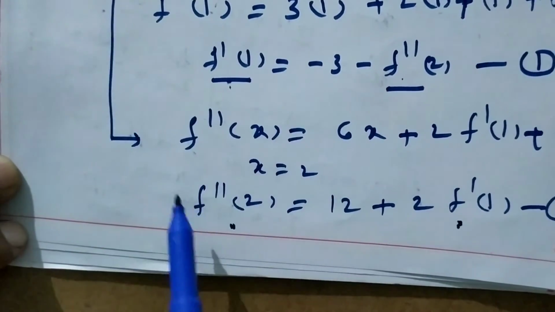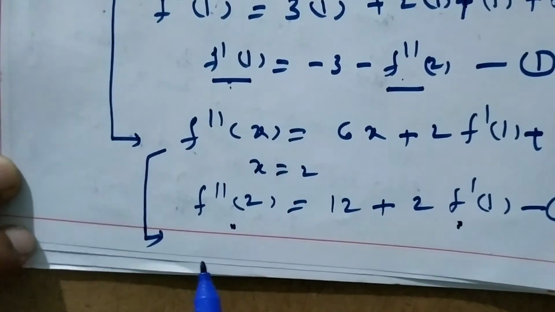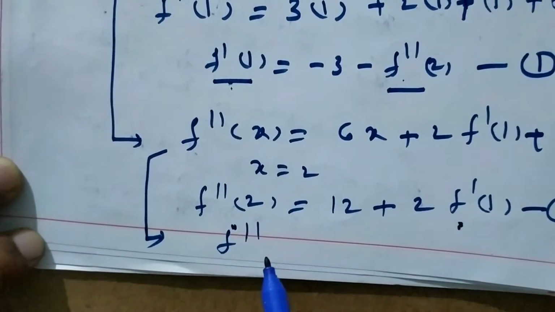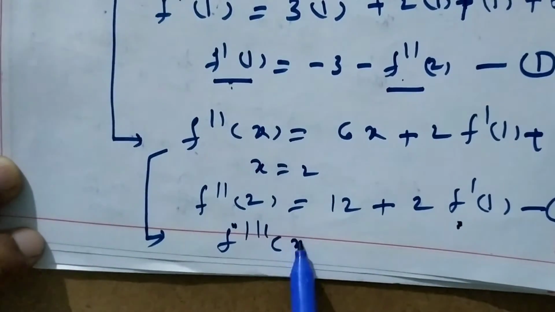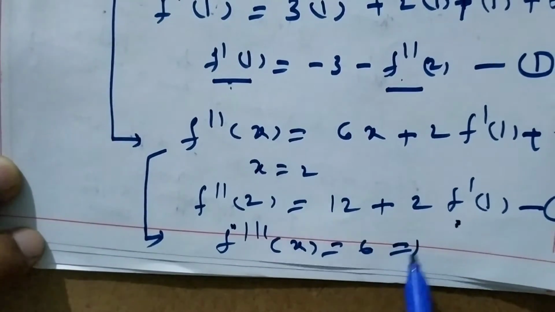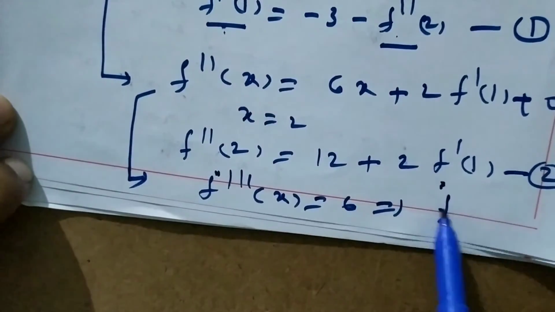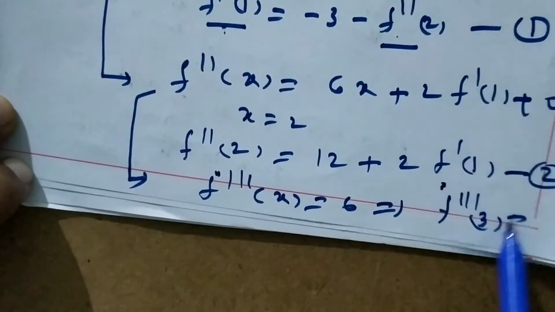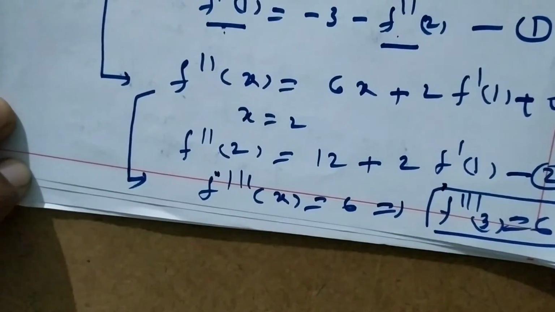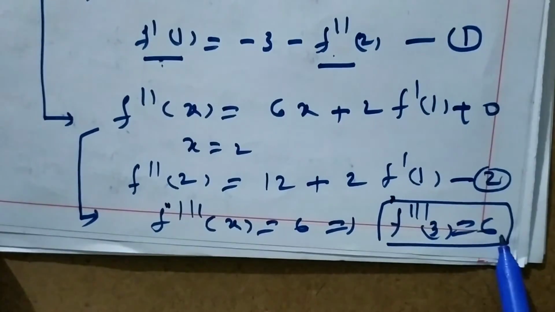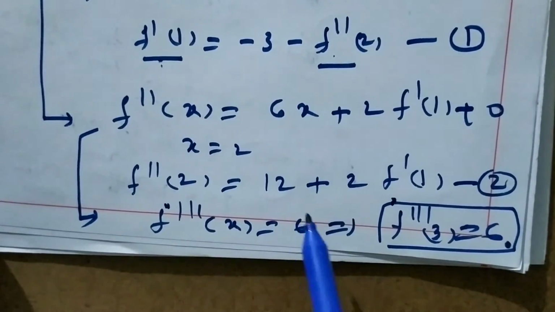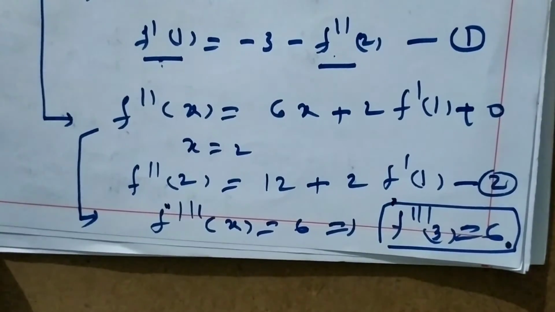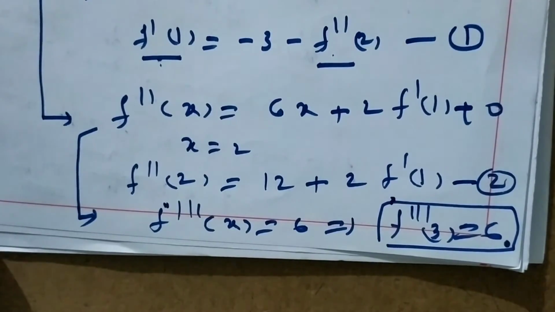So f'''(3) we need. Given f''(x), differentiate again. Then f'''(x) is equal to 6, a constant function. That implies f'''(3) is also 6. Using this quantity, and f'(1) and f''(2) from these two equations, we substitute in the given equation and we get the function f(x).